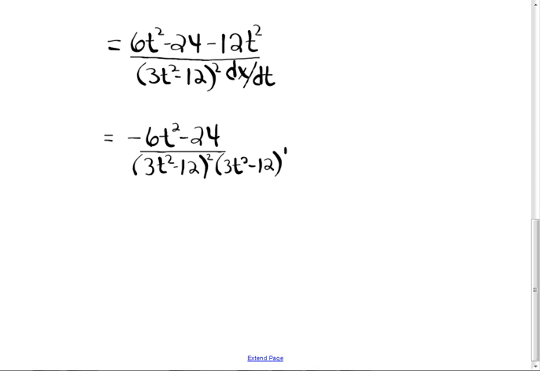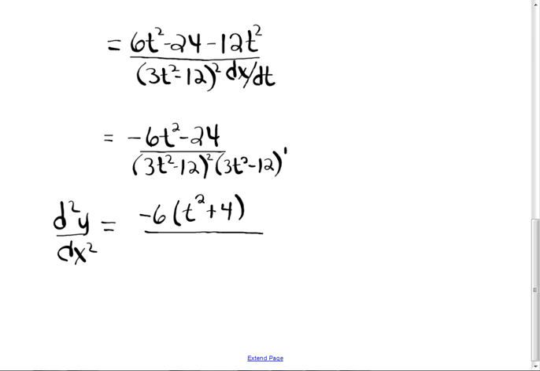Okay, what can you factor out of the numerator? Negative 6. Let's take out a negative. It's t squared plus 4. Because I have to find the concavity, finding where this is negative is not easy unless you simplify it algebraically. Now, I'm going to take out the 3 here. But it's not 3, it's 3 what? It's 3 squared, isn't it?